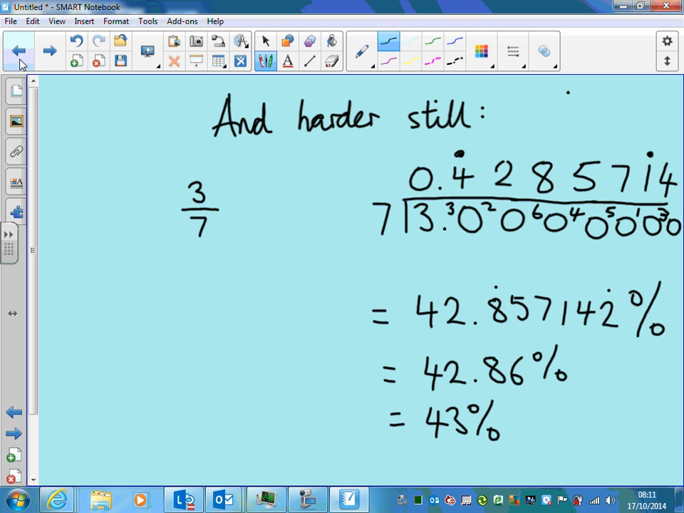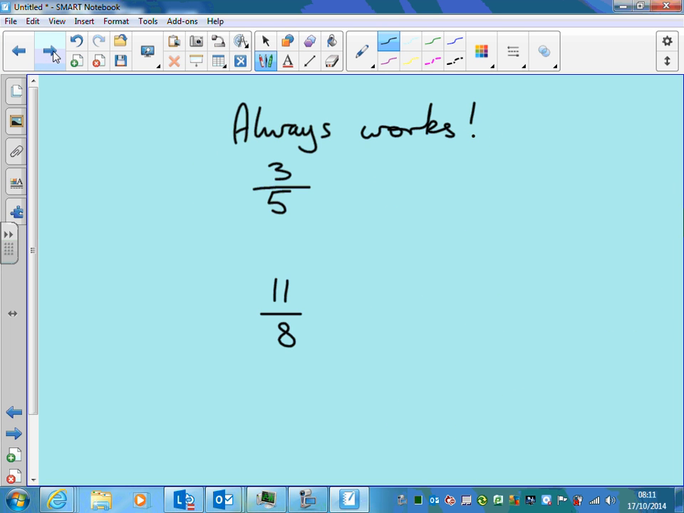There's a method, that division method that we've just shown you in those last two examples, that always works. It will always convert a fraction into a decimal for you. It might, as in these two examples, be quite long-winded and convoluted. You may get a recurring answer, but it works for any fraction. Here are two much more straightforward ones, similar to the ones we looked at earlier. I'll just show you that it works here as well.